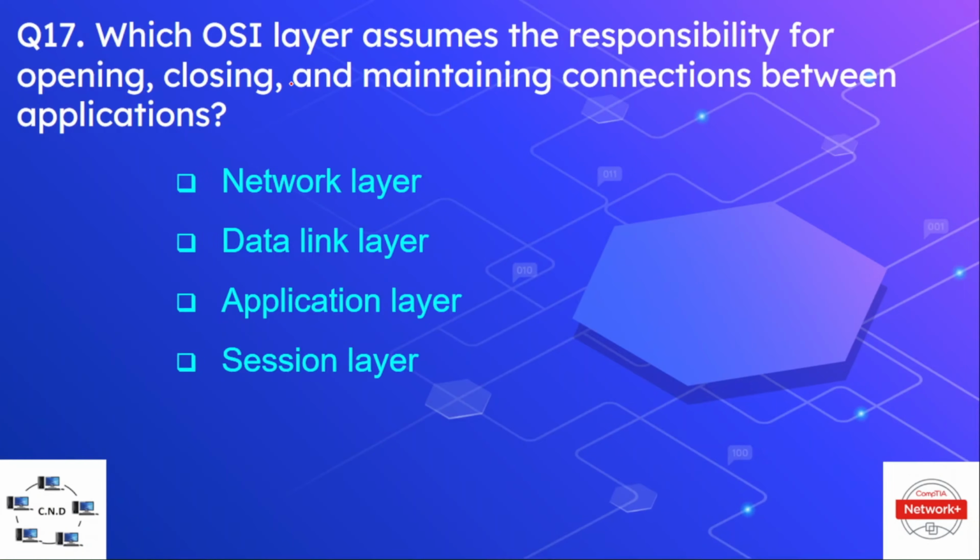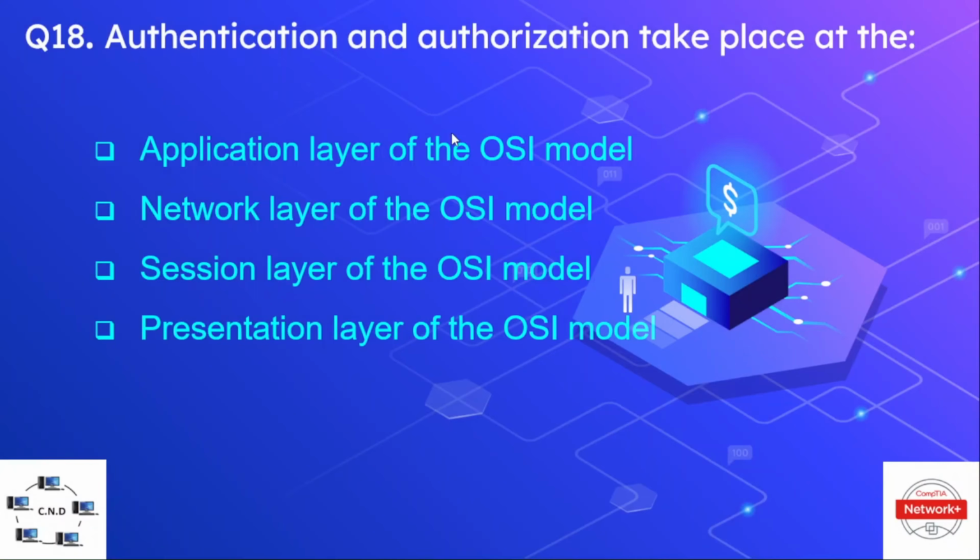Question number 17 is: which OSI layer assumes the responsibility for opening, closing, and maintaining connections between applications? And the options are network layer, data link layer, application layer, and session layer. And the correct option is the session layer. The session layer is responsible for maintaining and closing sessions.